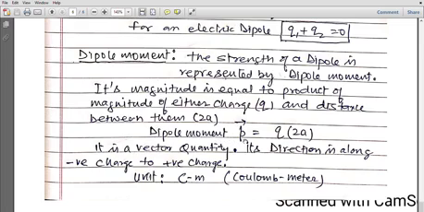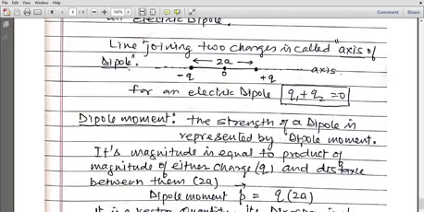Dipole moment is represented by small p. It is a vector quantity. Its magnitude is q into 2a. 2a is the total separation between two charges. I have mentioned it here because distances are taken from the origin, so on this side the distance is a, on this side also the distance is a, then the total separation becomes 2a.